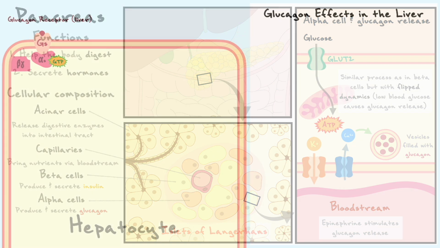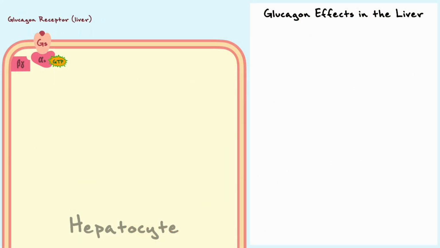mind. Now, when it comes to the targets of glucagon, the main target that we will consider in this video is the liver. As such, we can directly assume the cell to be a hepatocyte. In reality, glucagon receptors are more widespread around the body, including adipocytes, but since the effects of glucagon there are the same as those of epinephrine, I'll simply focus on what happens in the liver.